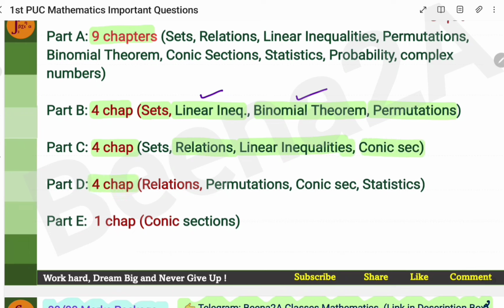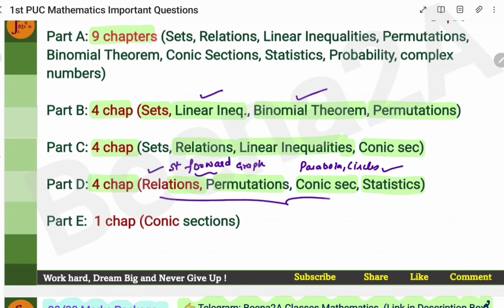And from part D, 4 chapters again: relations, permutations, conic sections, and statistics. Statistics is straightforward. Conic sections, parabola and circles, there are frequently asked questions, easy ones. And relations also, there are few fixed questions, such as drawing a graph and finding out the domain and range, straightforward. So if you're prepared for these 4 chapters, part D would be easy one.